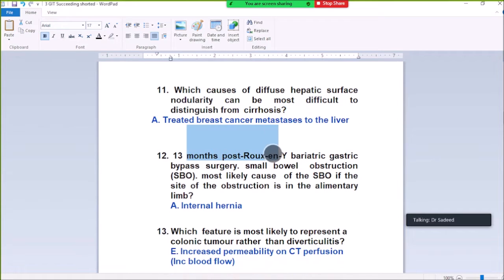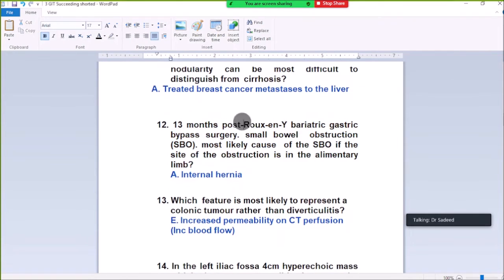Question number 12. 13 months post Roux-en-Y bariatric gastric bypass surgery, small bowel obstruction. Most likely cause of small bowel obstruction, at the site of obstruction in the alimentary limb: internal hernia. Now, a complication of Roux-en-Y bariatric gastric bypass surgery is internal hernia.